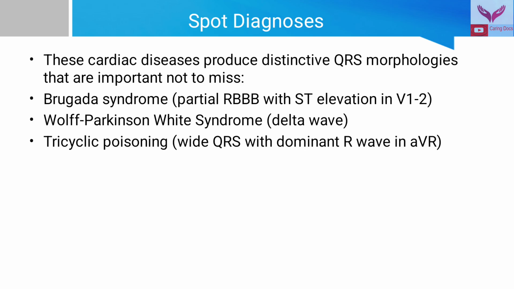The spot diagnosis can also be made by seeing the QRS complexes, and these cardiac diseases produce distinctive QRS morphologies which are important and should not be missed. For example, Brugada syndrome. Here we get partial right bundle branch block with ST elevation in V1 and V2. Wolff-Parkinson-White syndrome, we get delta waves. Tricyclic antidepressant poisoning produces a wide QRS with a dominant R wave in aVR.